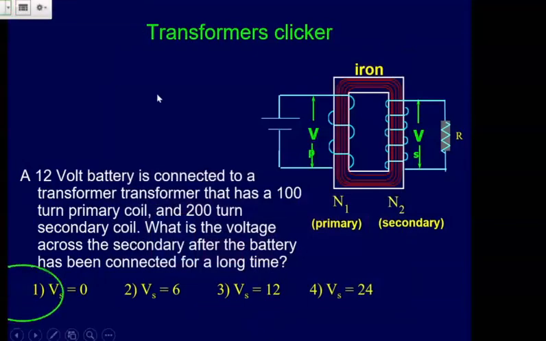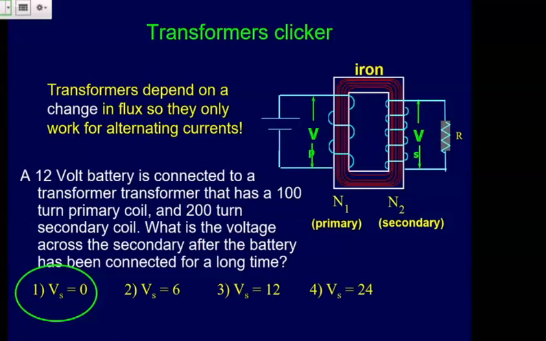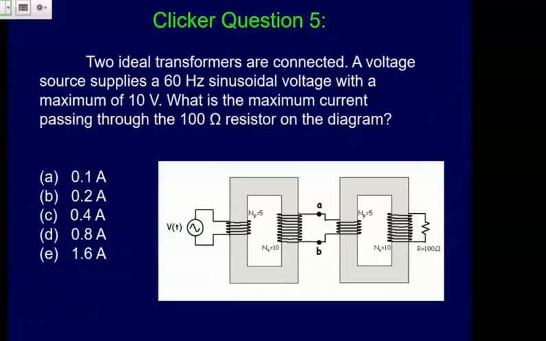And so here's the explanation of that. The 12-volt battery is connected to a transformer, but transformers depend on a change in flux, so they only work for alternating currents. Now we have two ideal transformers connected. A voltage source supplies a 60 hertz sinusoidal voltage with a maximum of 10 volts. What is the maximum current passing through the 100 ohm resistor on our diagram? Let's think about this one.